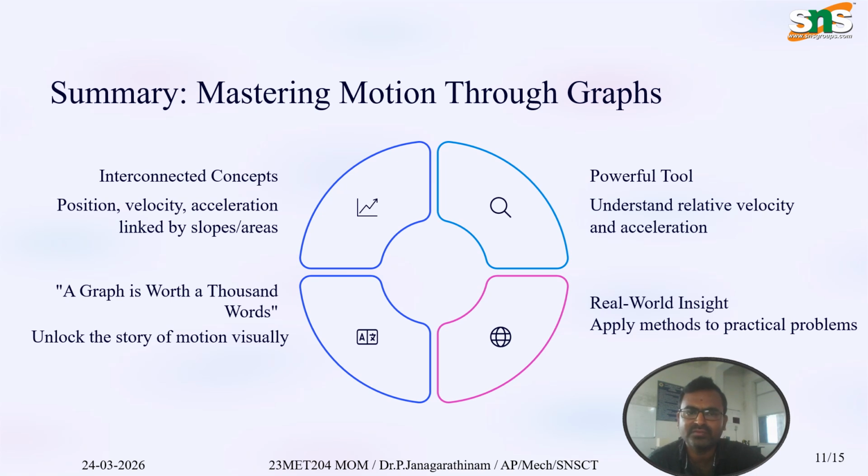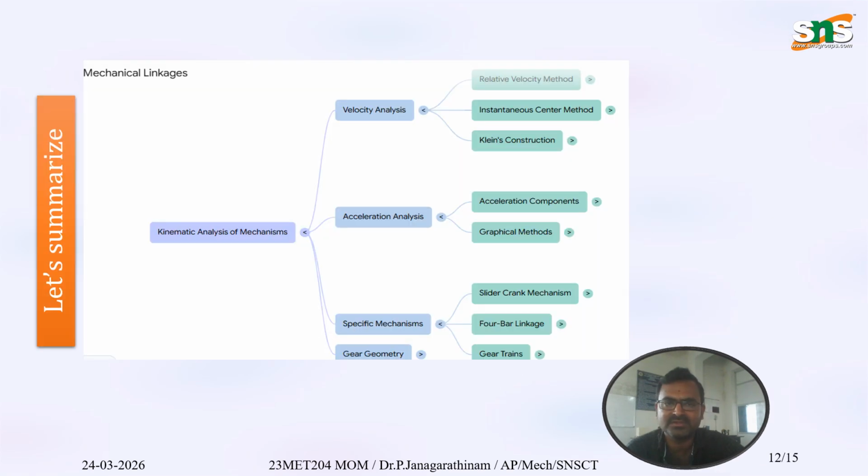This is the summary of mastering motion through graphs: interconnected concepts like position, velocity and acceleration are given by the slopes, and a graph is worth a thousand words. We do all this analysis to understand the relative velocity and acceleration of objects moving in opposite or the same direction. Real world insight means we apply the methods to practical problems. This is the mind map: velocity analysis, acceleration analysis, and we use relative velocity methods to calculate the velocity, acceleration and displacement of moving vehicles.